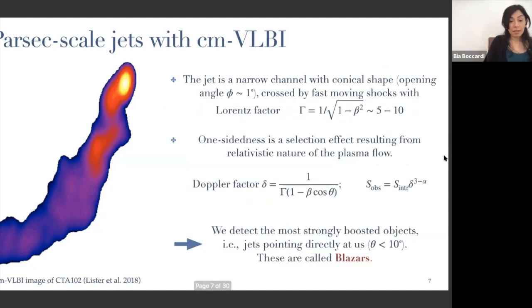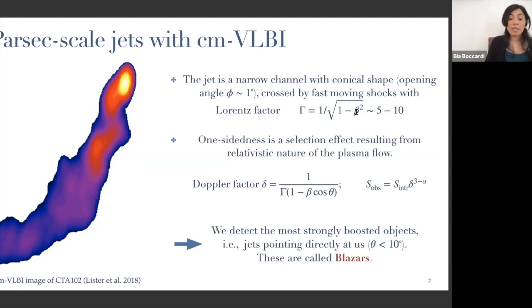We also observe a jet, which, although it may appear somehow a little chubby, in reality, this is just because of projection effects. In reality, it is a very narrow channel, which typically has a conical shape with an opening angle of the order of only 1 degree or even less, which is crossed by fast-moving shocks, which have a Lorentz factor of the order of 5, 10. Here you can see the expression of the Lorentz factor, where beta is the intrinsic speed in units of speed of light. So why do we observe only one jet when intrinsically we know that there should be two symmetrical?